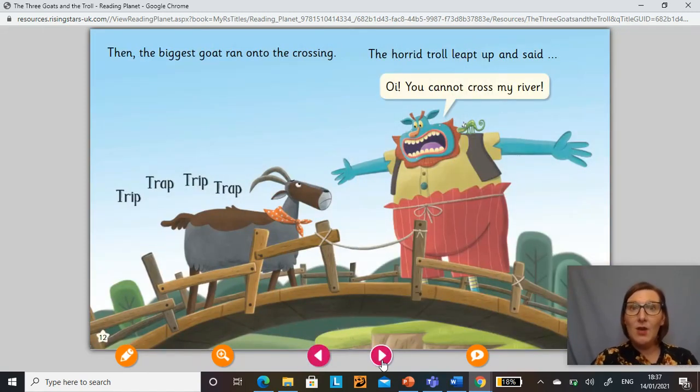Then the biggest goat ran onto the crossing. Trip, trap, trip, trap, trip, trap, trip, trap. The horrid Troll leapt up and said, "Oi! You cannot cross my river." What do you think the biggest goat is going to do? Do you think she might run away back to her sisters? Or do you think she might do something to the Troll?